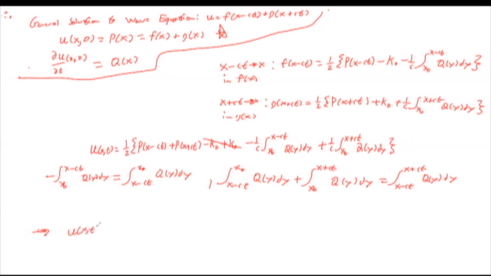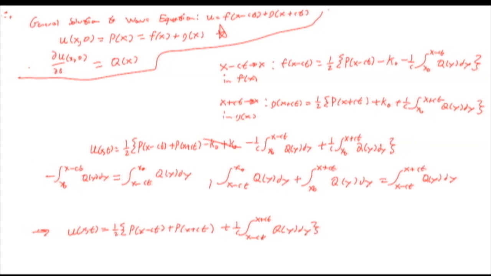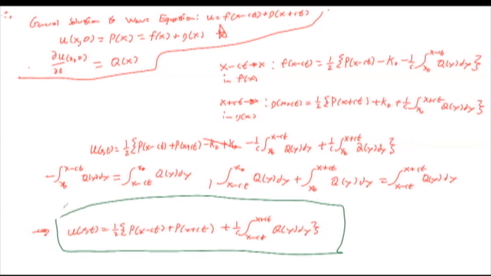So u of x and t is equal to 1/2, and then brackets, p of x minus ct plus p of x plus ct, plus 1 over c times the integral from x minus ct to x plus ct of q of y dy. All right, there you go. That's the D'Alembert solution to the lossless 1D wave equation for a 1D system with no boundaries. Once again, an example of that would be an infinite string.